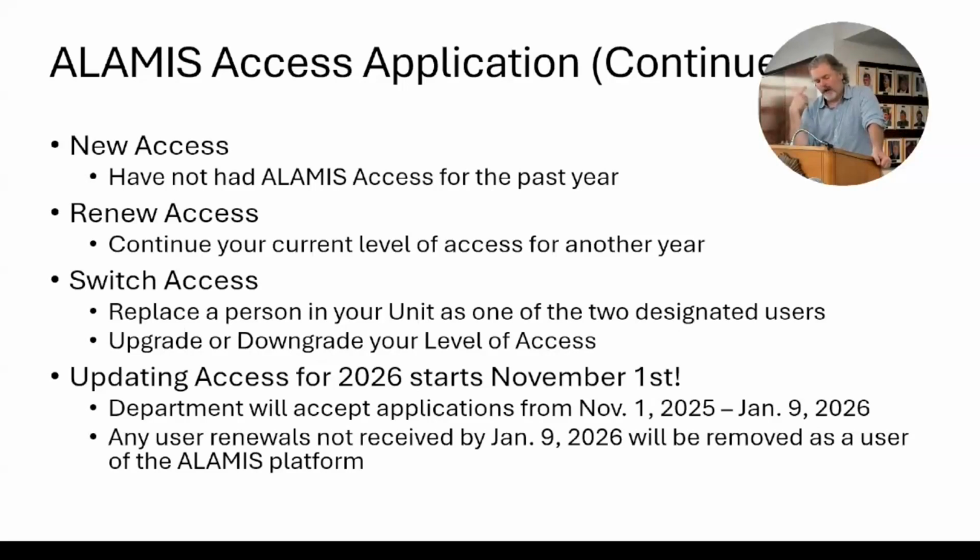Your switch access, you can replace a person in your unit as one of the 2 designated unit users, or you can upgrade or downgrade your unit level or your level of access. Okay. So if you're going to replace one of the 2 people, you would mark that as a switch. If you're going to change what level of access you're going to be doing, you would mark that as a switch as well. Updating access for 2026 will start November 1st.